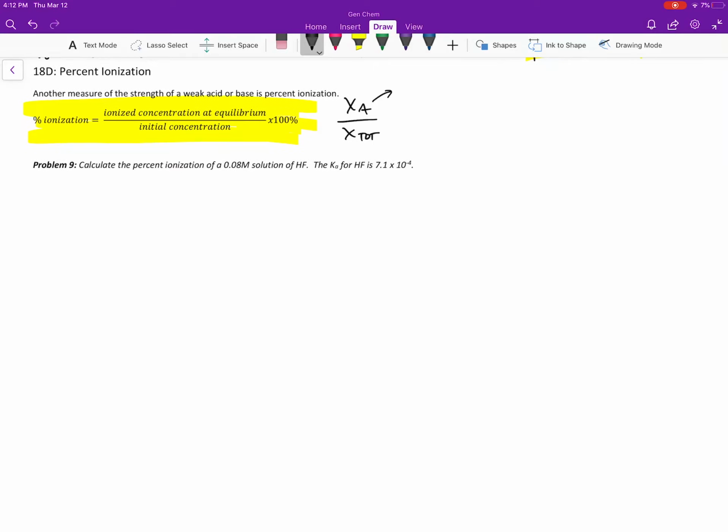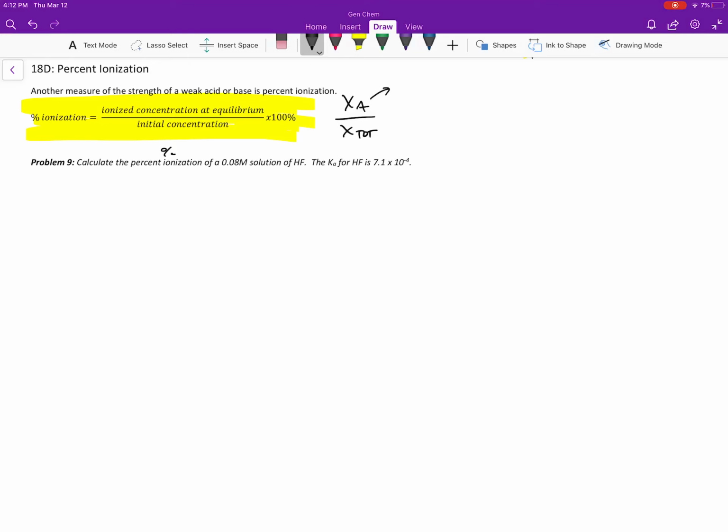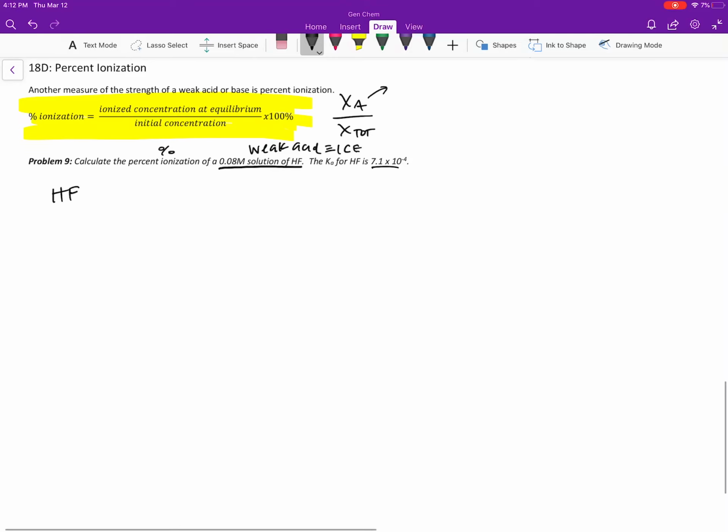Now the problem that we're told is to calculate the percent ionization of 0.08 molar of hydrofluoric acid. This is a weak acid, so I'm going to think of ICE table immediately, and I'm given a Ka value for HF of 7.1 times 10 to the negative fourth. So I'm going to write out my expression.